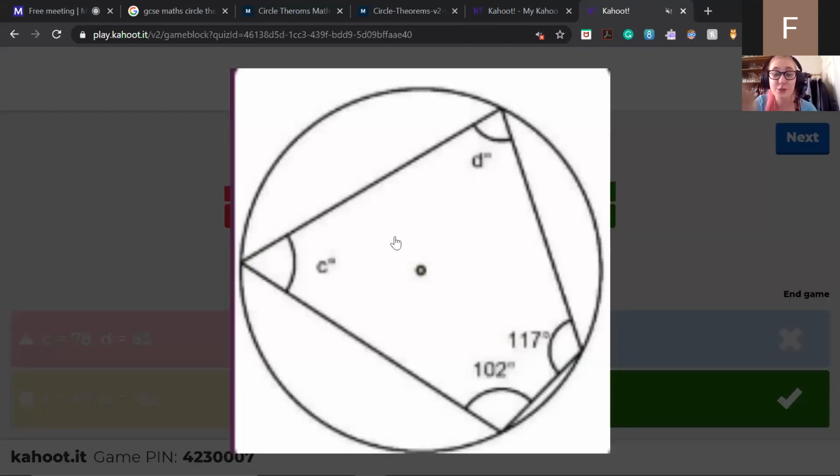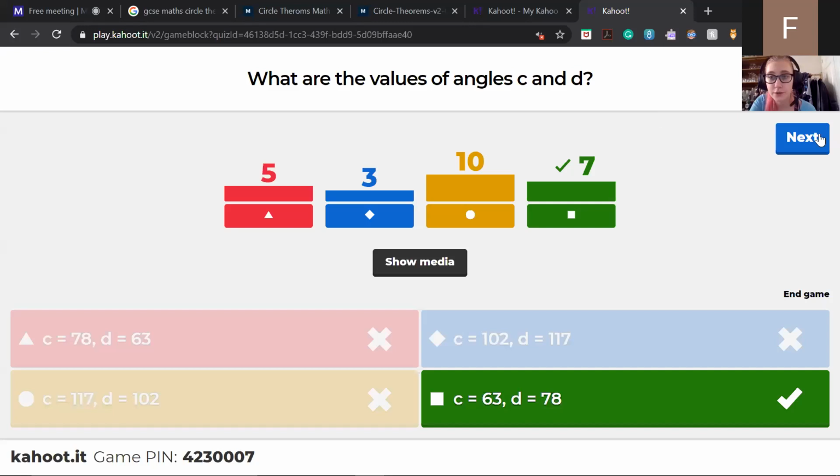So this one here, it's just one circle theorem, but it's one that we didn't do a practice question on, unfortunately. So this is a cyclic quadrilateral. So it's a quadrilateral and each of the points are on the circumference of the circle. So opposite ones add up to 180. So D has to be 78 to add up to 180 when paired with 102. And similarly, C has to be 63. So that's what that one was.